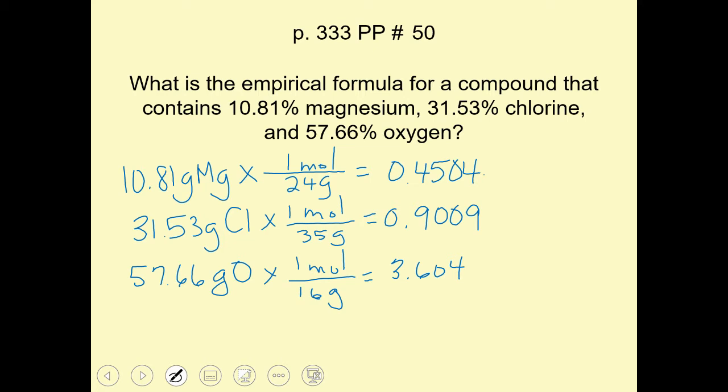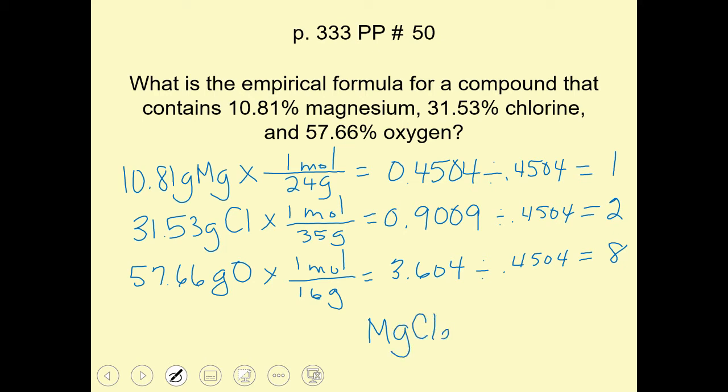And I'm running out of a little room here. So I'm just going to move on to the next step, which is divide them all by the smallest. The one that was the smallest was the 0.4504. So up top, I get 1. For the chlorine, I got a 2. And for the oxygen, I got an 8. Whole numbers, so I don't need the last step. So we have 1 magnesium, 2 chlorines, and 8 oxygen.